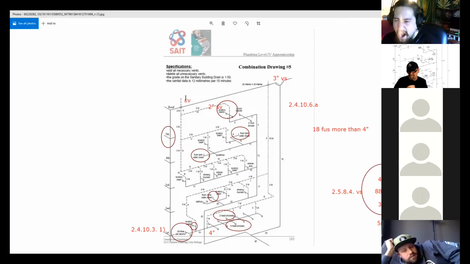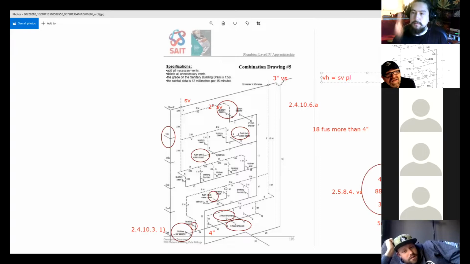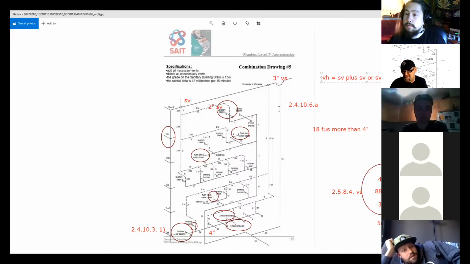So, sorry, a vent header is when either one of those two come together, it immediately becomes a vent header? A vent header equals a stack vent plus another stack vent, or a stack vent plus another vent stack, or any combination of, right? So if they don't join together, there's no vent header on this drawing.